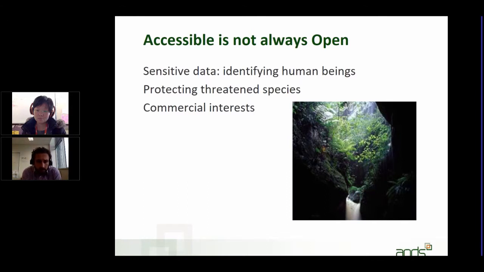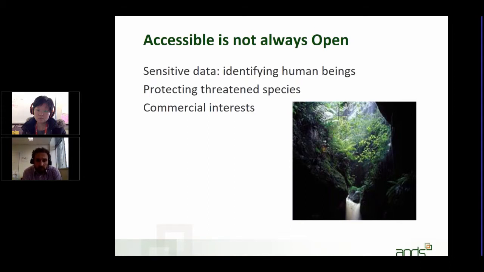There are clear cases in which data cannot be made openly available. An obvious example is where data refers to human beings and specific characteristics of those human beings, like information about their health, their income, religion, attitudes, political persuasion, all that sort of stuff. That's not the sort of information you can make publicly available.